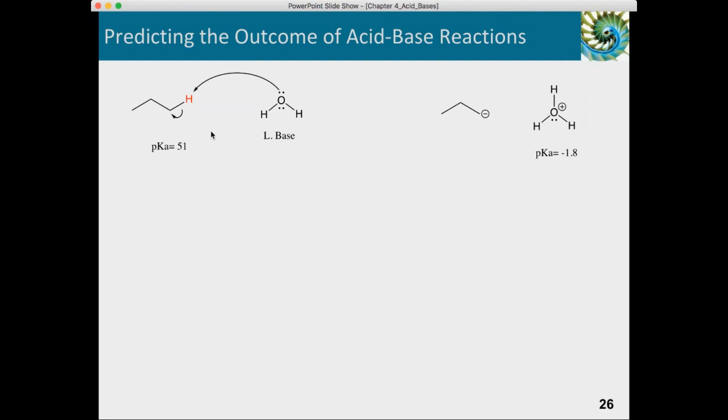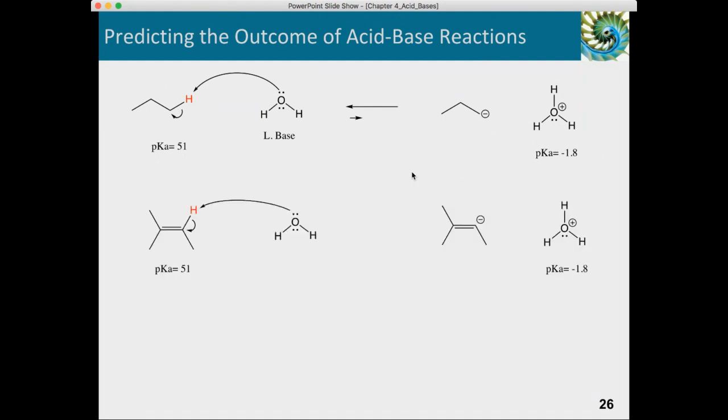Now, if we have to decide which side this equilibrium favors, we have to look in the reactants for who is acting as a Lewis acid. In this case, the alkane pKa is about 51. And we have to look on the right side at which of the two species is acting as a Lewis acid. In this case, the hydrogen ion, pKa minus 1.8. From these two, clearly, hydrogen is way more acidic than the alkane, therefore, the reaction will be favoring the reactants.